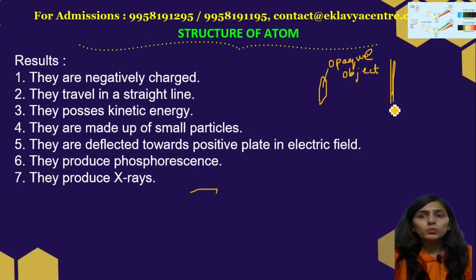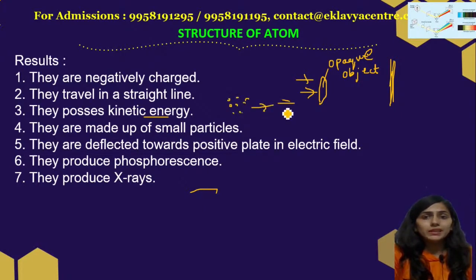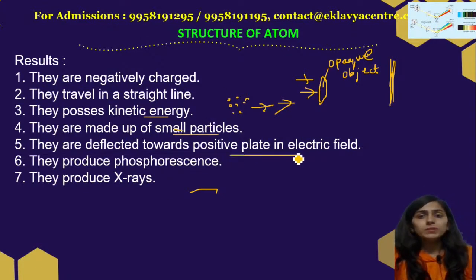A shadow was obtained, and it proves that the rays pass in a straight line. Now they possess kinetic energy. Yes, because I told you these rays are made up of small particles, and they are continuously moving. So yes, they possess some energy of motion, some kinetic energy. They are made up of small particles, right? They are deflected towards the positive plate in an electric field.